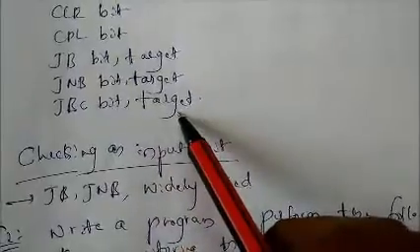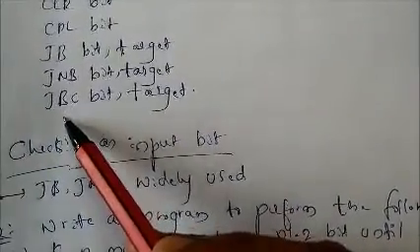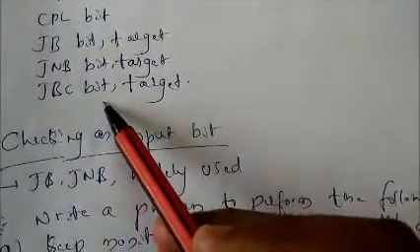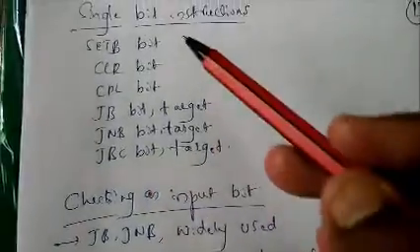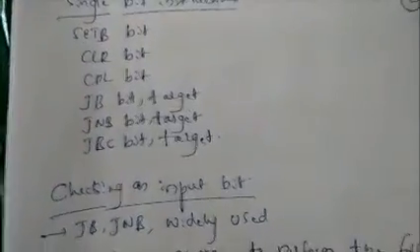JBC bit, target. So here also jump if bit: if it is logically 1, then it will make the jump, and C means it will clear the bit. It will perform both here. So these are the set of instructions used to perform single bit operations.